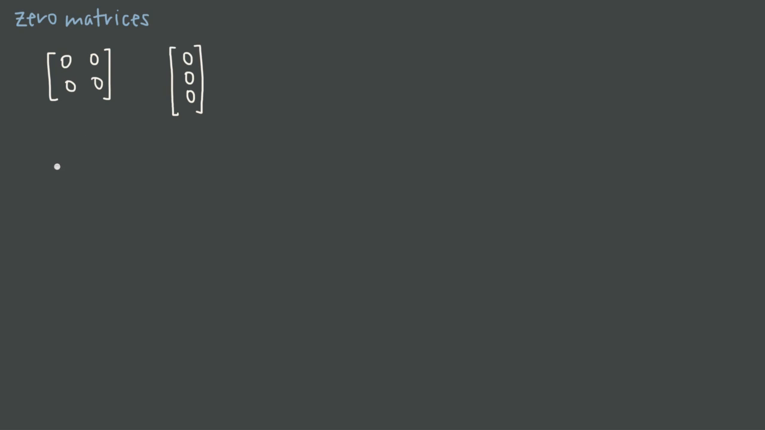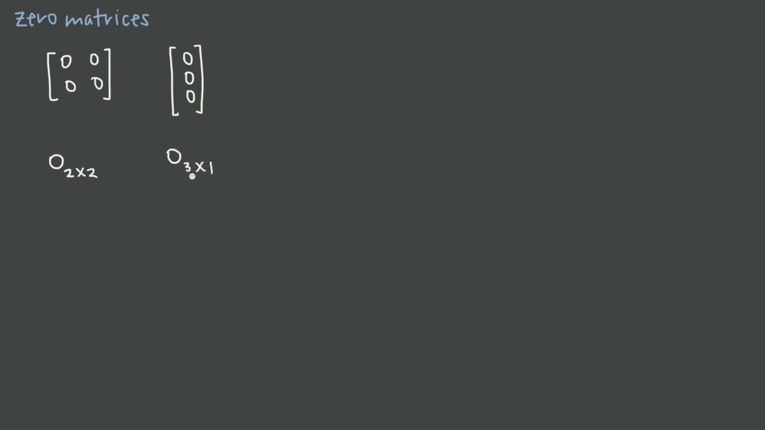So we always call the zero matrix capital O, not a zero, but a capital O, and then we put the dimensions. So this would be the 2 by 2 zero matrix, and we would write that as capital O and then 2 by 2 as a subscript. This would be O 3 by 1, the 3 by 1 zero matrix.